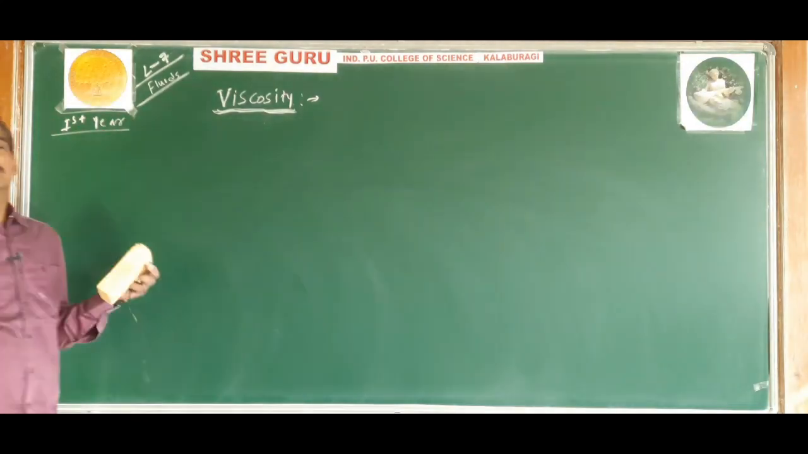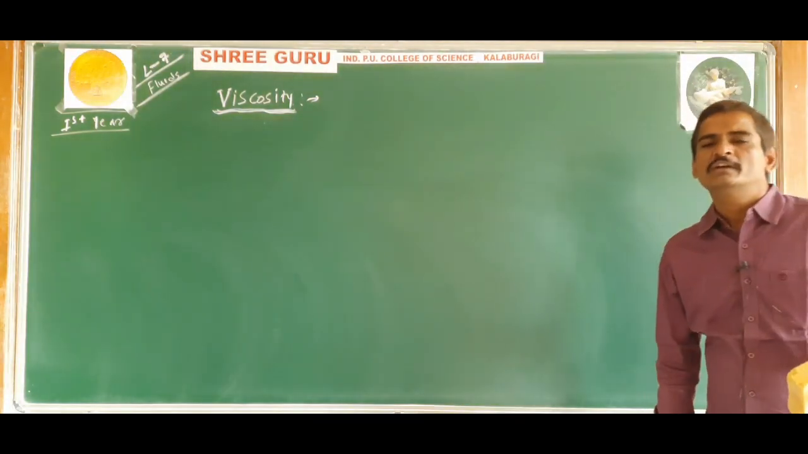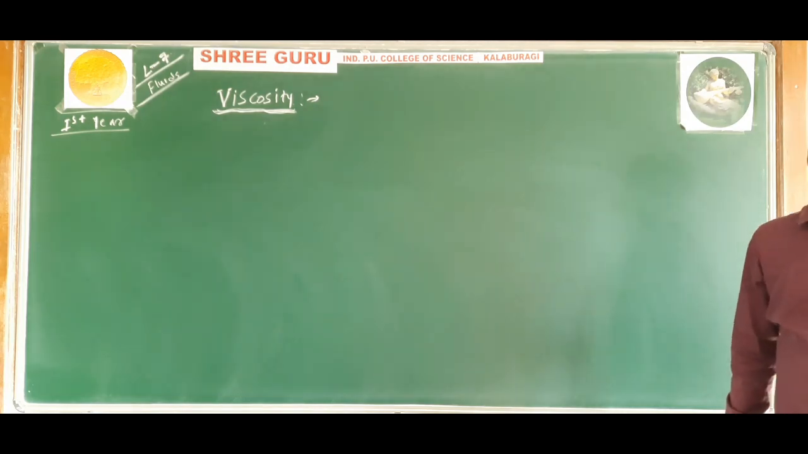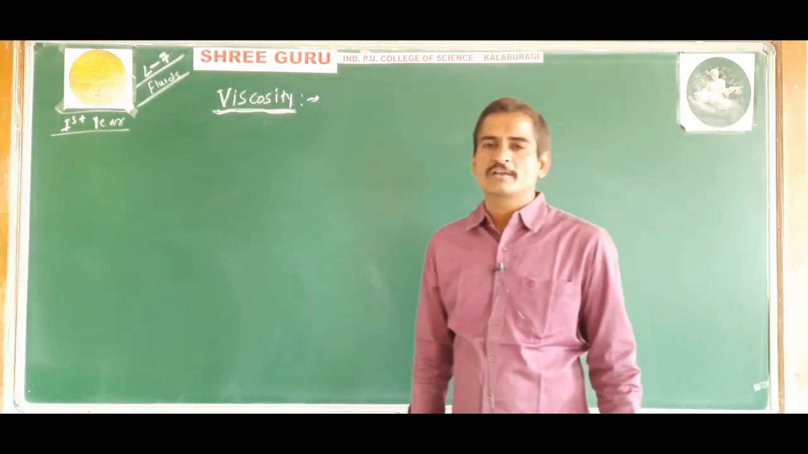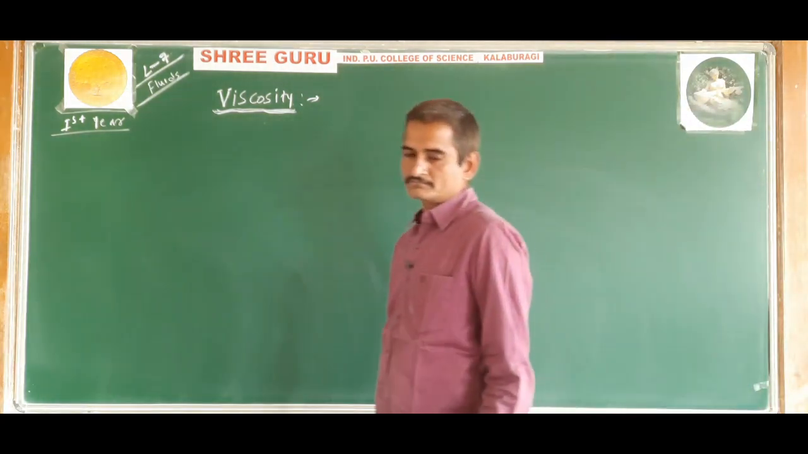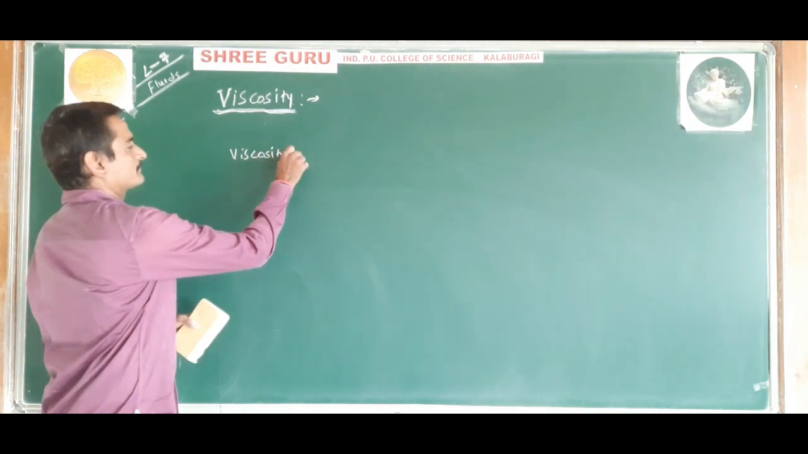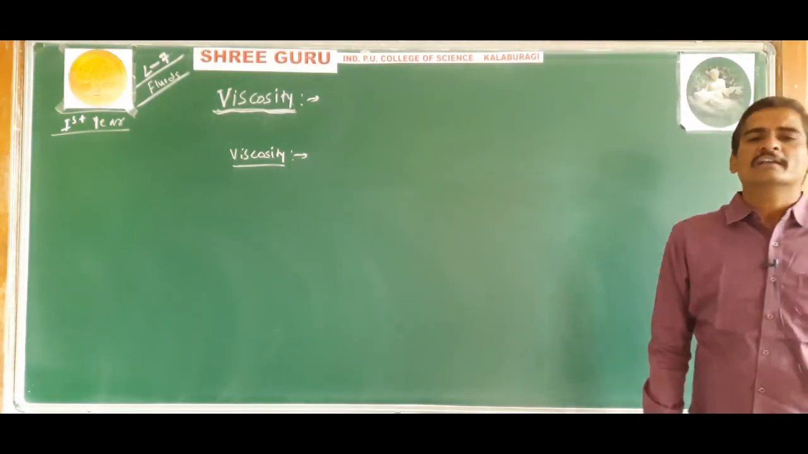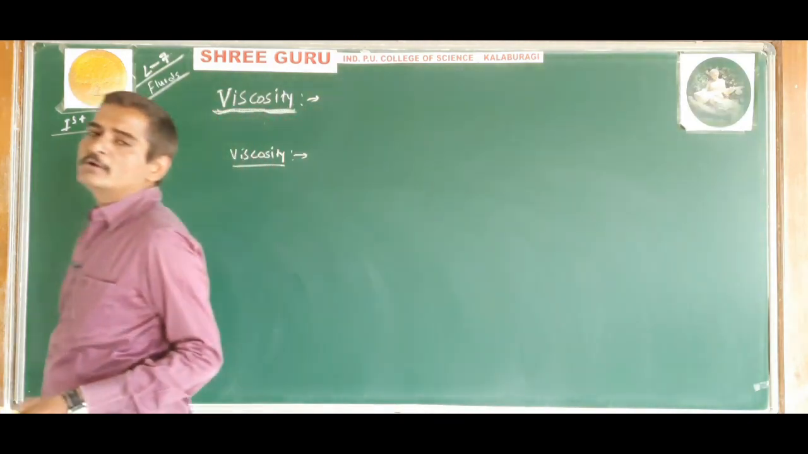Viscosity is the property of the liquid due to which it opposes the relative motion between its different layers. I am telling the definition of viscosity: the property of liquid due to which it opposes the relative motion between its different layers is called viscosity.